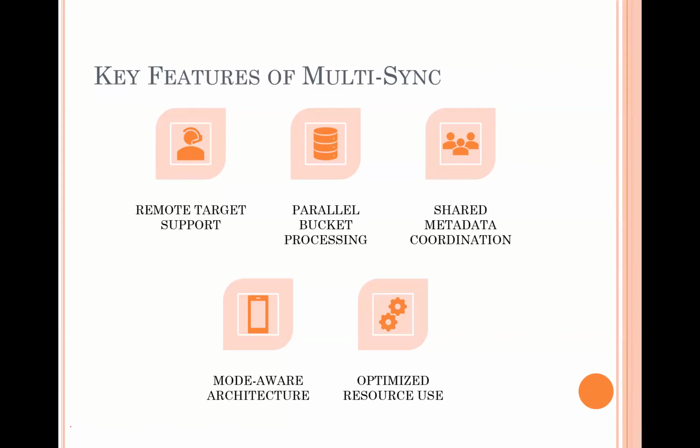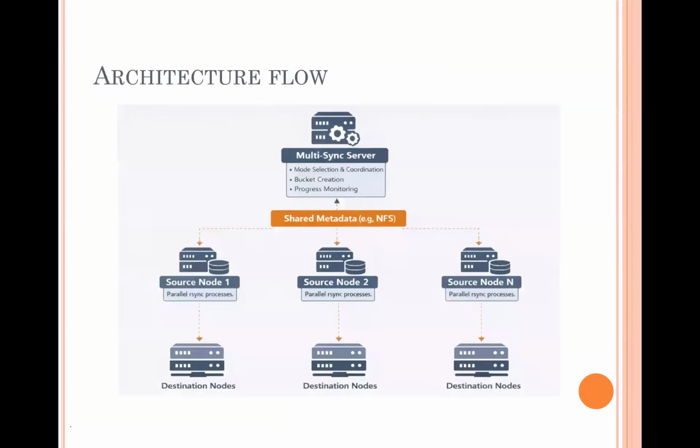So all these features collectively make multisync a scalable and structured solution for distributed data replication. Now I will explain the overall architecture flow of multisync. During the setup phase, all the source and destination details, such as IP addresses, usernames, and directory paths, are defined in configuration files. So the system is already pre-configured before the execution.